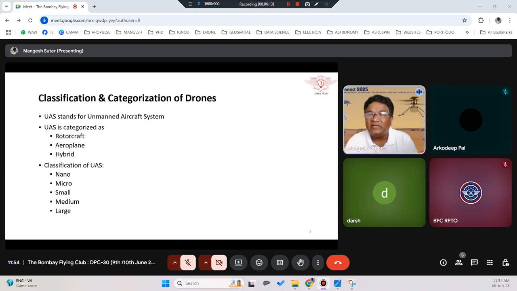Now hybrid is nothing but a combination of your rotorcraft and aeroplane. So the best part of rotorcraft and the best part of aeroplane are taken, and you have built a hybrid device, or hybrid aircraft. The best part of rotorcraft is that it can fly vertically. It can take off vertically and land vertically, whereas an aeroplane can glide.